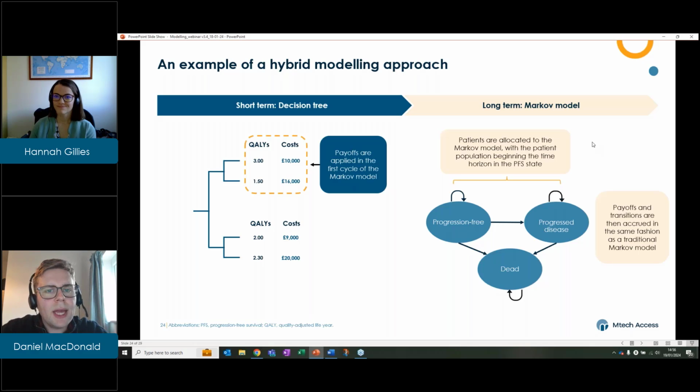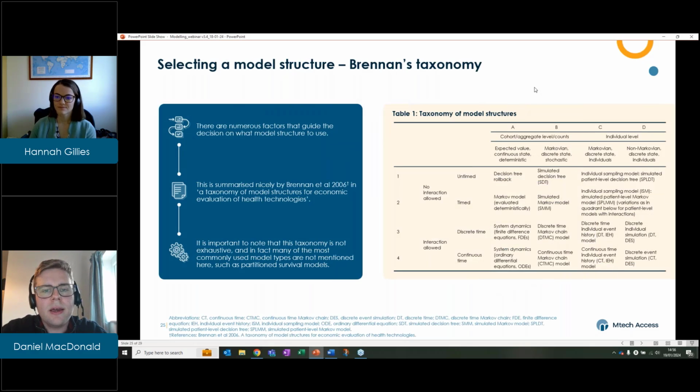Okay, I think Hannah's now going to discuss the taxonomy, so the key considerations when selecting a model to choose. Yeah, thank you. So the final thing we just want to cover here is the question, how do you choose a suitable model structure for your decision problem?